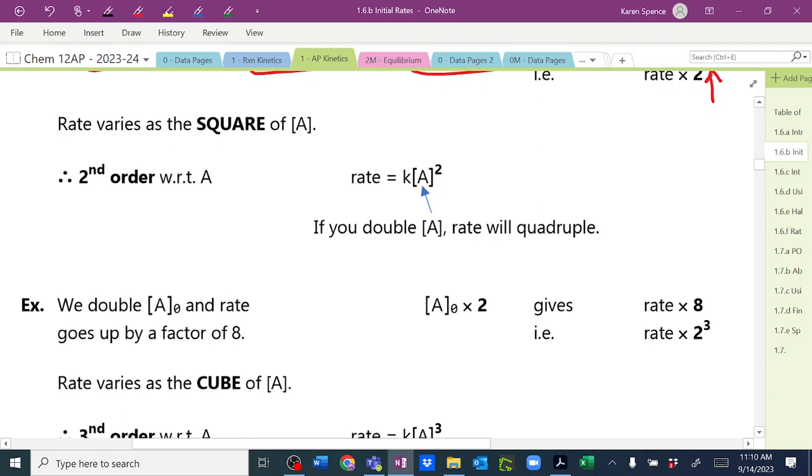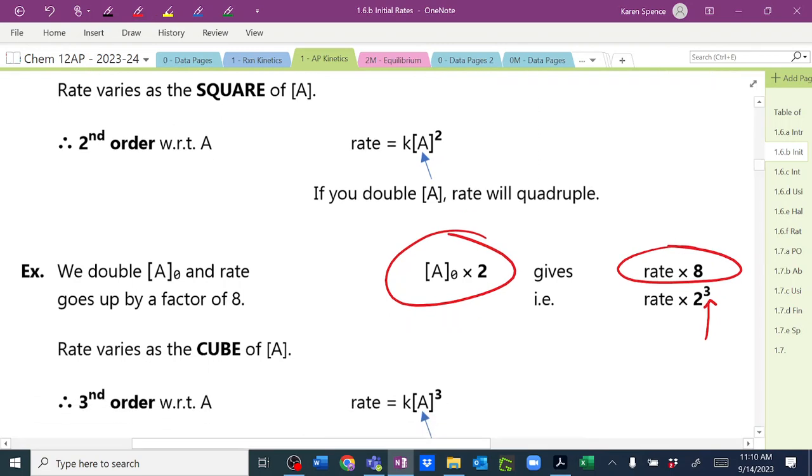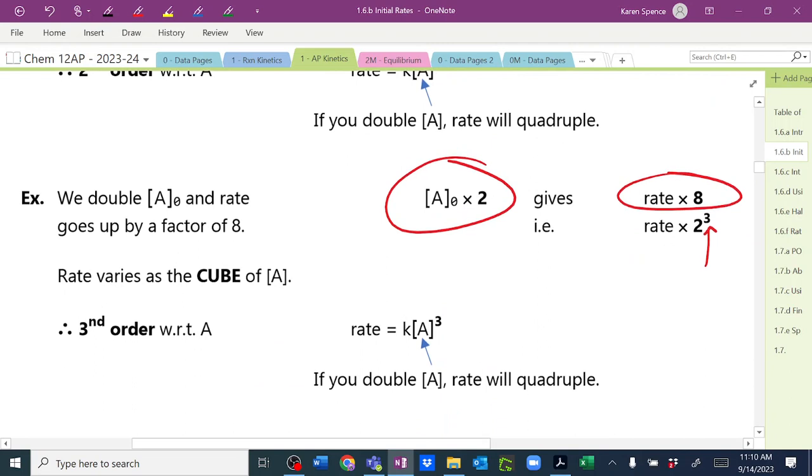If we double A, the initial concentration, and we get the rate times 8. 8 is 2 to the power of 3, so this would be rate varying with the cube, so it would be third order with respect to A. That would be a very unusual situation. We don't get third order very often.